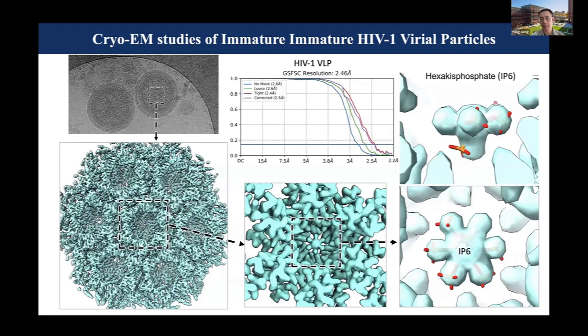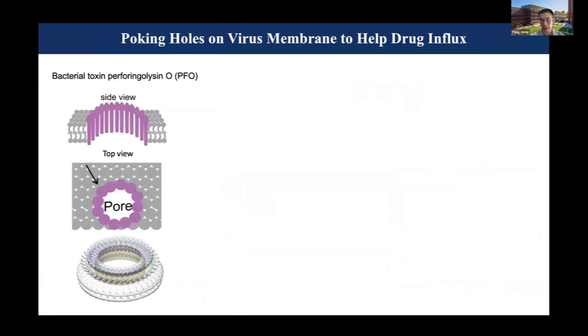Then we take this step further. We would like to do inhibitor or drug design for these viruses using cryo-EM. To facilitate drugs getting into the virus, we take advantage of a bacterial toxin system, PFO, which is known to poke holes in cholesterol-rich lipid membranes, which is what the HIV envelope has.